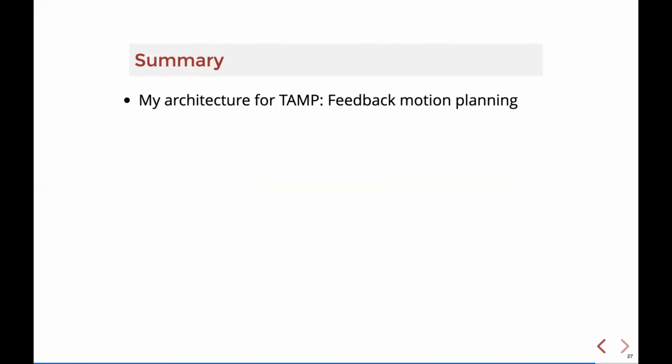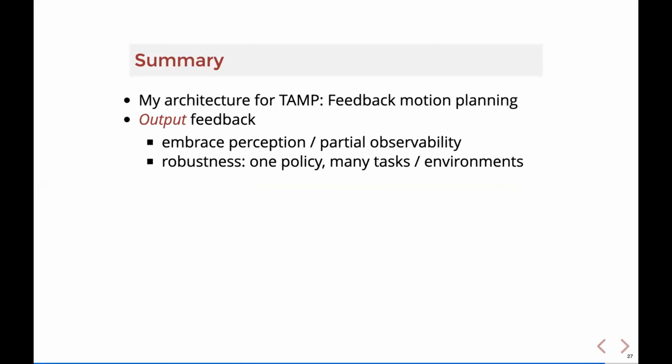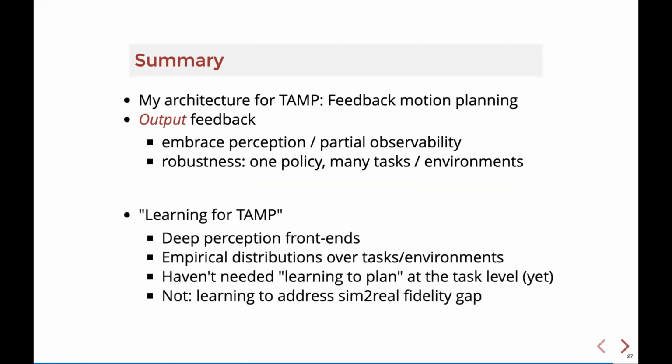All right, so I tried to pivot a little bit while I was watching this morning, and tried to give you my architecture for TAMP, which goes through feedback motion planning. I think the recommendation is to start with what you can do with control and let the control dictate the symbol grounding, which then we have to think about a lot of other things in order to make that work well in a TAMP framework. I think it has to be output feedback. You have to embrace perception and partial observability. And I think the robustness comes not only from being robust to partial observability, but from having one policy for many tasks and environments. And then, where's the learning?